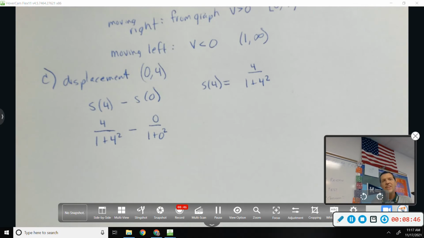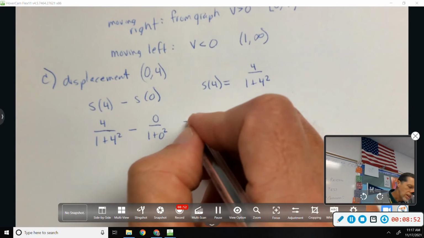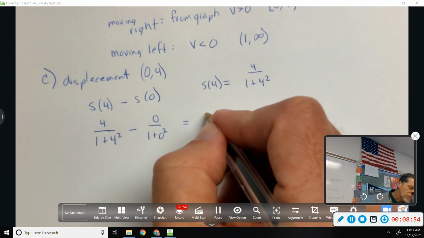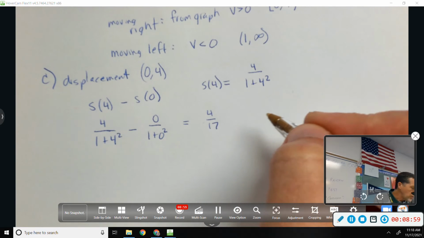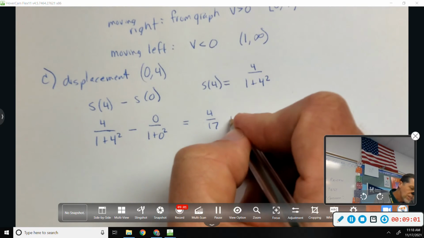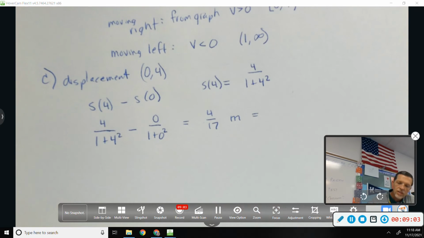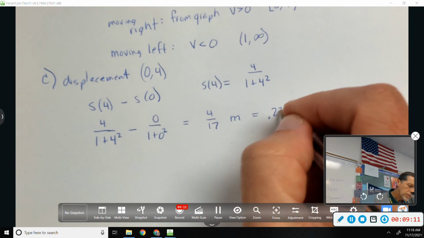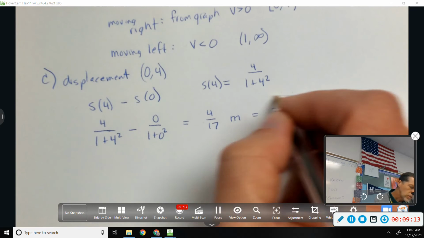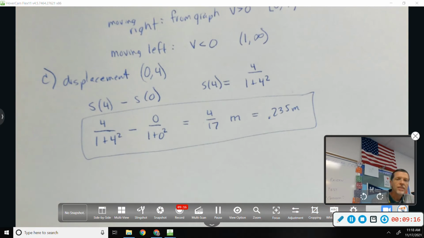And you could leave that as an answer. I mean, it's not simplified, but it doesn't have to be simplified. 4/17 minus 0 is 4/17. Since it's with calculator, you could do a decimal, but you could also leave 4/17. It's .235. So all of those are acceptable answers.